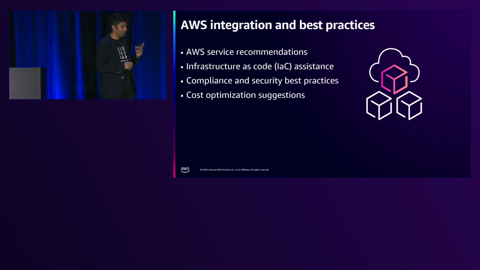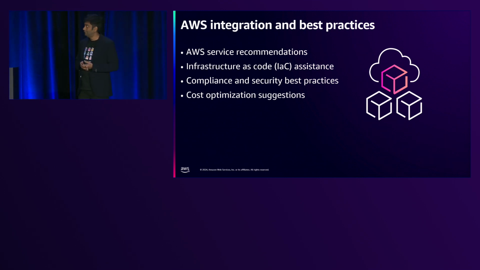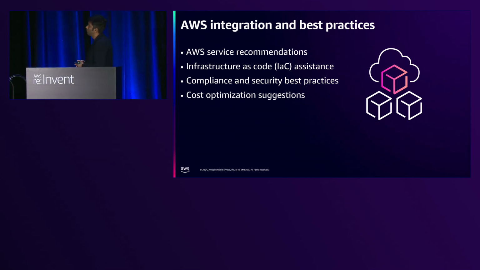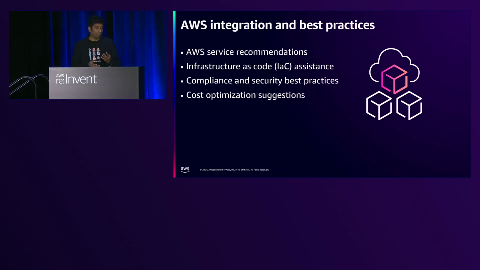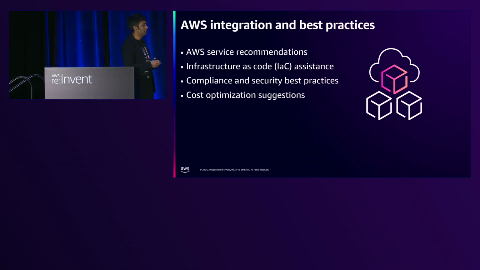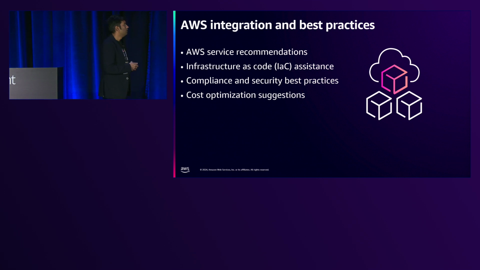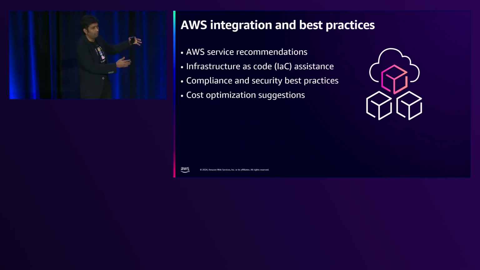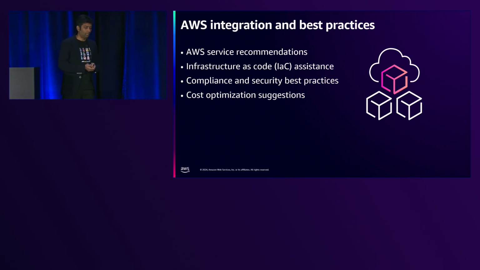Right? You can also use Amazon Q as your IaC assistant to help you with infrastructure as code. You can use Q for compliance and security best practices, and for cost optimization suggestions. You can ask it, this is the CDK, what do you think is the pricing if I deploy all these resources on my AWS account? You can ask that to Amazon Q on the chat, and it will give you the recommendation for that.